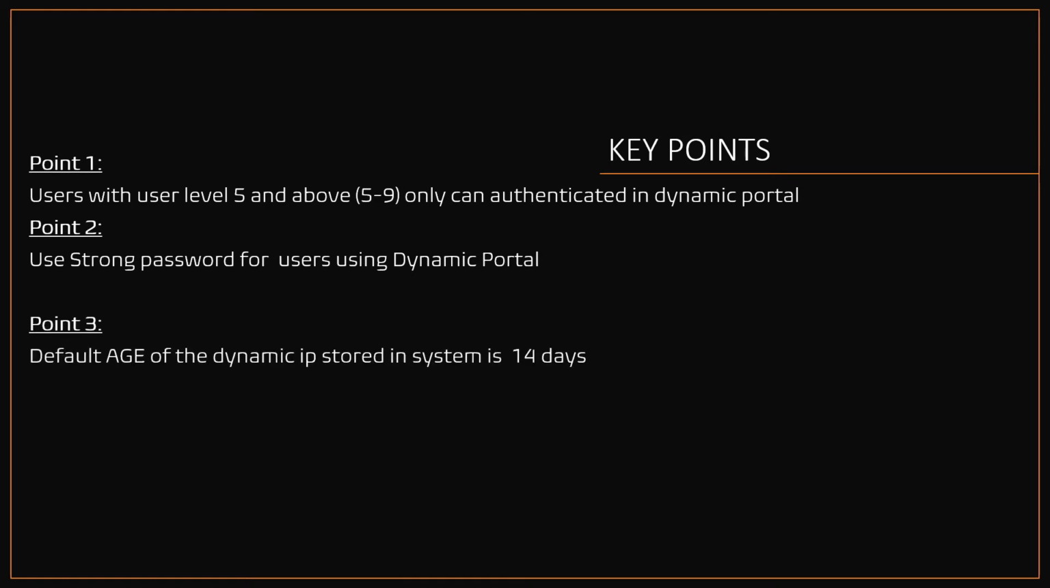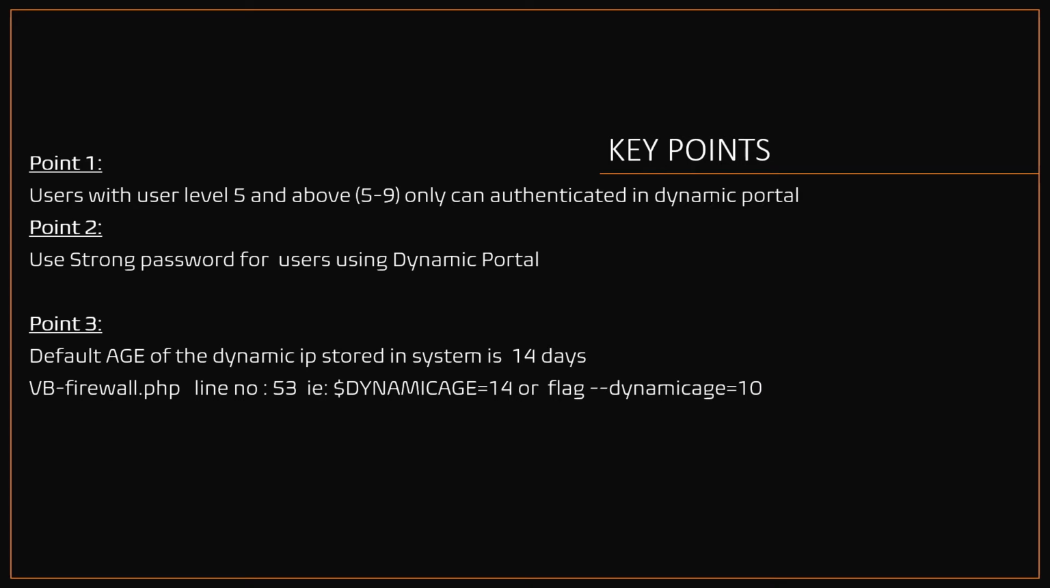Point number 3, the default age of the IP address added via the dynamic portal is 14 days. That is, on the 15th day the IP address will be deleted automatically, which can be overwritten in the Vicibox firewall script, on line number 53, by setting the dynamic age flag with the number of days.